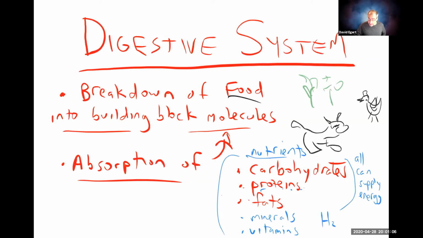Water is actually considered a nutrient. It's something you need to absorb through your diet, and we'll talk about where that gets absorbed. So this is the basic layout of the digestive system. And let's start with breakdown. Actually, let's start with the layout first.